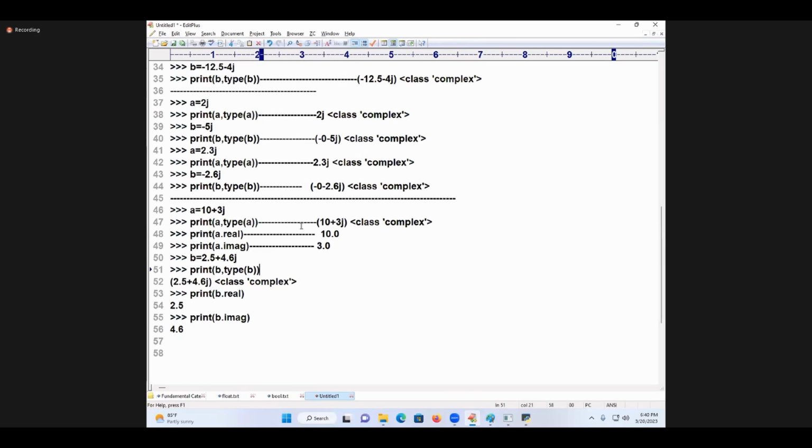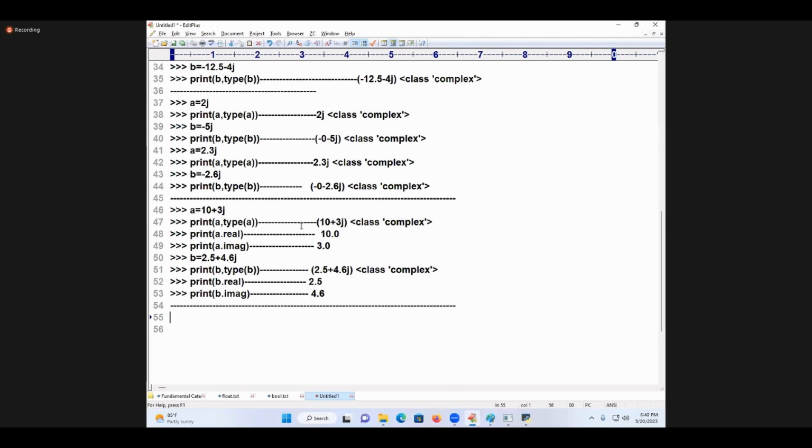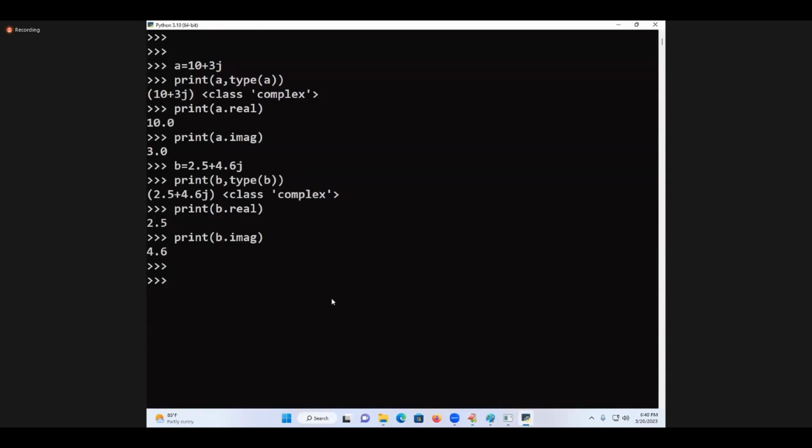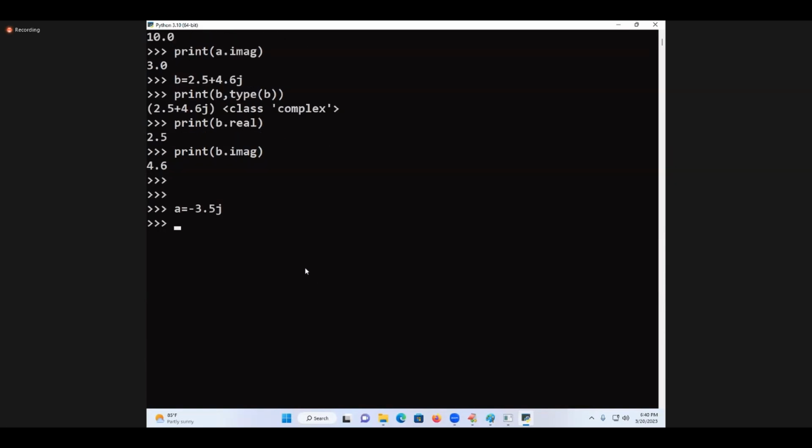I am going to get these values here. Now here you see students, this is my given data. Are you able to follow? a is 10 plus 3j, and these are the values we are getting. I hope you are getting my point. Now I am going to say, next continuation part of my subject. a is equal to minus 3.5j. Be careful, because these are all different types of MCQs you will come across on the complex type.